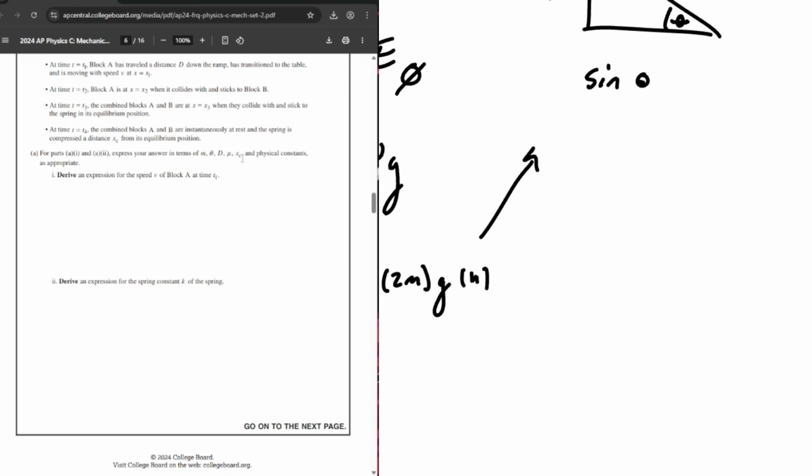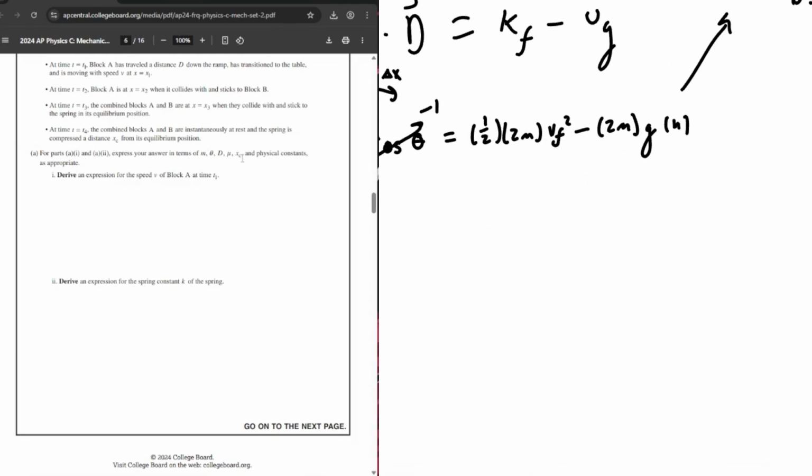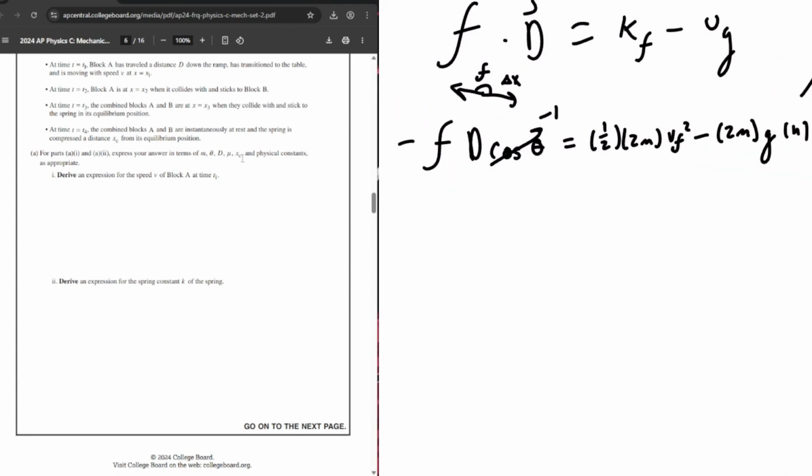Sine of theta is equal to opposite over hypotenuse. Well, what's our opposite? This h is our opposite. So h over d, because d is our hypotenuse. So d sine theta equals h. And then we can just leave it there, and then we can start working towards the next one. So we're going to sub in h with d sine theta and then rearrange this equation.